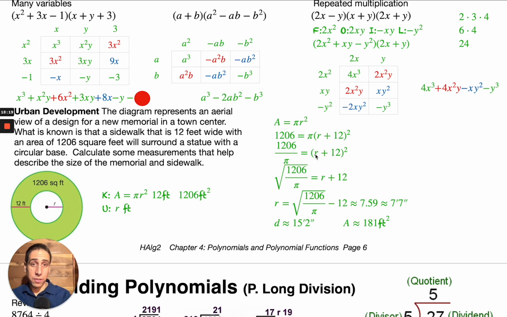So now what we have to do is solve for r. We undo the stuff on the outside of the parentheses first, undo the multiplication first, and then undo the square. You can take the square root of both sides to get that. And then subtract 12. So the radius is going to be the square root of 1,206 divided by pi, minus 12. You can type all that into a calculator and get approximately 7.59 feet, or about 7 feet, 7 inches. And remember, people who are building stuff don't want 7.59 feet. They want feet and inches if you're building in construction. If you double that, you get a diameter of 15 feet, 2 inches. And if you plug that into the area formula, you get 181 feet squared.